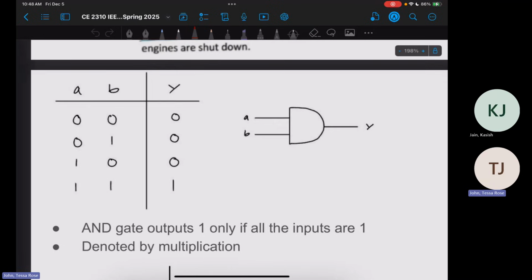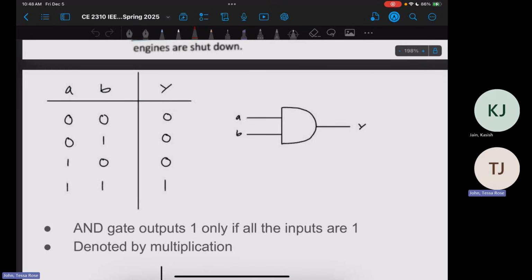Okay. So first gate we have is our AND gate. AND gate outputs 1 only if all the inputs are 1. And when you have an equation, it's denoted by multiplication. So these inputs are 0, so the output would be 0. But these inputs, they're both 1, so this would be 1. And it has a flat line like that.